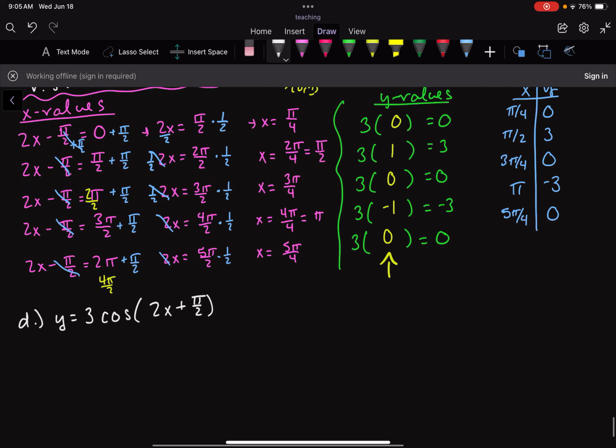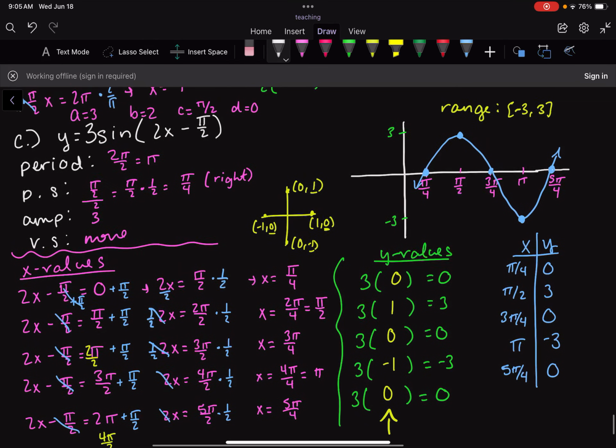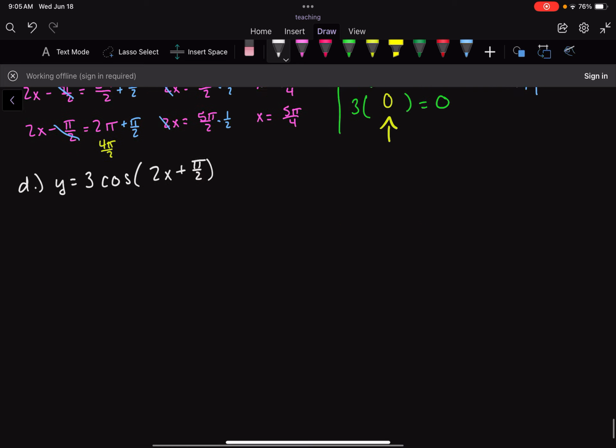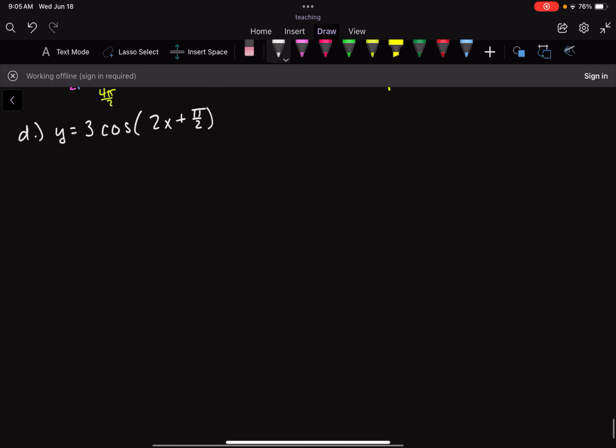But if I had left it as the minus though, literally the only thing that would have changed is the y values. X values would have been exactly the same, all the period, phase shift, all of that would have been the same. But this one I'll just change a little bit. I'll basically show you what changing the phase shift does.